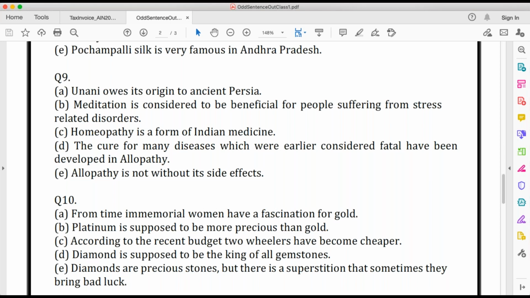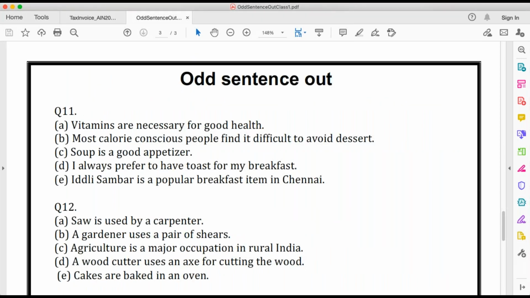This was easy. Correct answer is C. Yes, correct answer is C. Every sentence is talking about gems or precious stones, and one sentence is talking about two-wheelers. Right? All the sentences they are talking about the precious stones or metals or gems, and one sentence is talking about the two-wheelers. So my correct answer as the odd sentence is option number C. Question number 11.